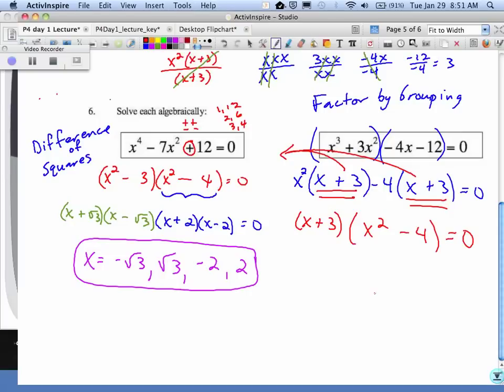So you have all those factors set equal to 0. You set each factor equal to 0, and I get -3, 2, -2. If you plug those numbers into the original function, it'll make it 0.